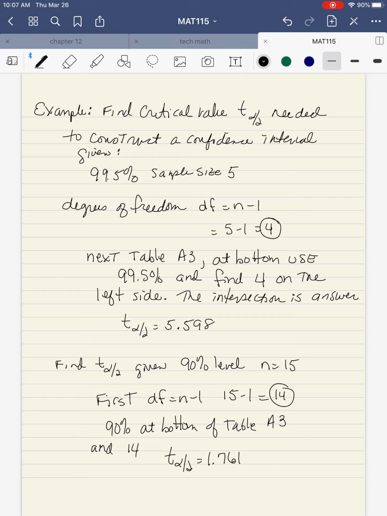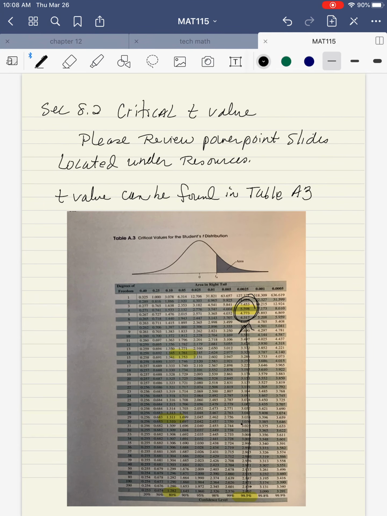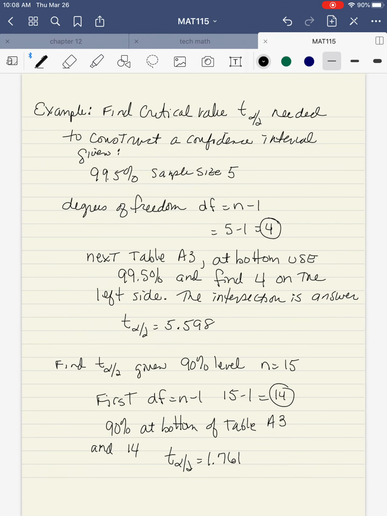Find the t-value given 90% level when n is 15. So first thing you do is find the degrees of freedom. 15 minus 1, again the sample size is 15, so that puts us at 14. So 90% at the bottom of Table A3 and 14. So again, 90% is right here, and then I go up to 14, which is right around there. That's my number. So that's going to be 1.761.